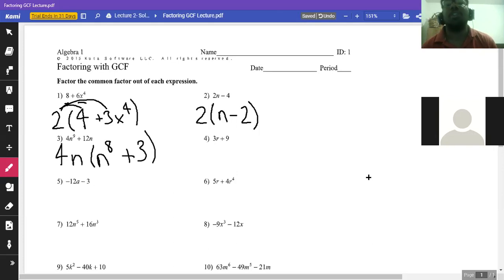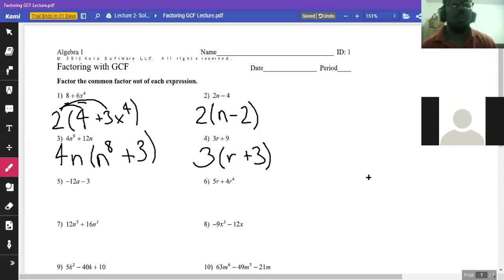This isn't that bad. Hopefully this should be a review from everybody from Math 1. So 3r and 9. What's the biggest thing I can pull out of 3r and 9? A 3. Okay, so I'm going to pull a 3 out. 3 times r gives me 3r, and 3 times 3 gives me 9. So I'm left with 3 times r plus 3.